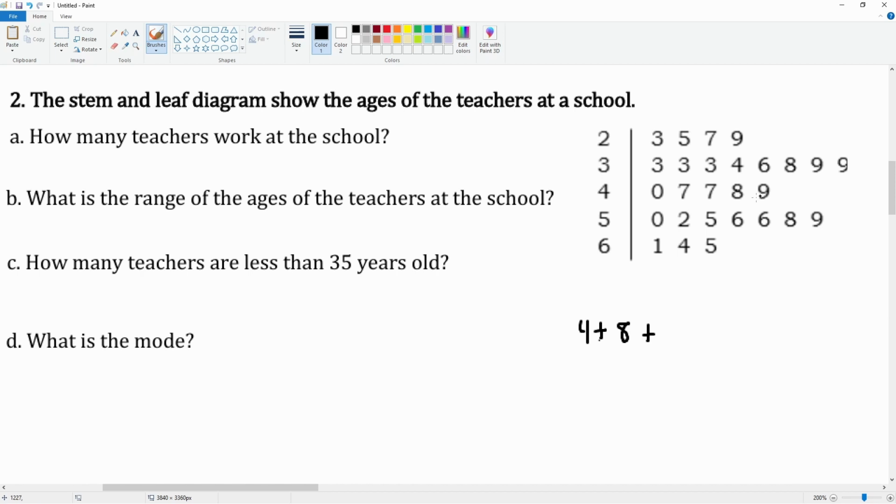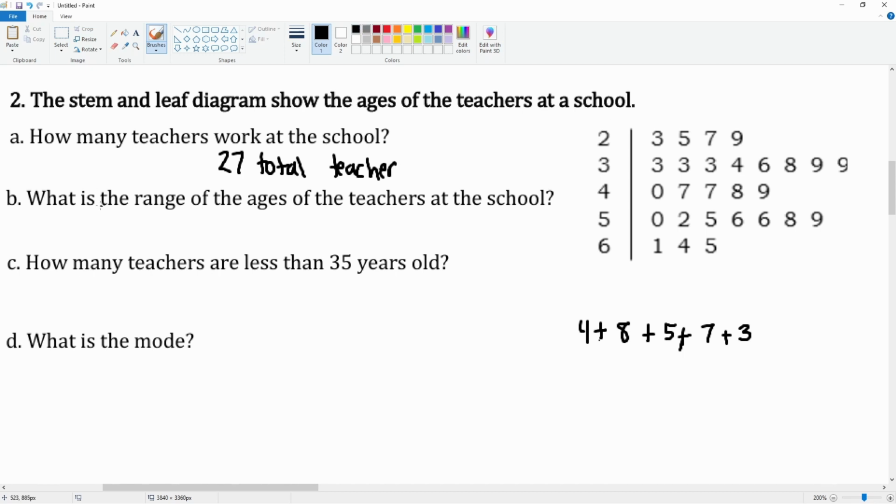1, 2, 3, 4, 5. 5 in their 40s. 1, 2, 3, 4, 5, 6, 7. 7 in their 50s. 1, 2, 3, and 3 in their 60s. So I can just use a calculator. 4 plus 8 plus 5 plus 7 plus 3. Oh, 27. So there are 27 total teachers because there are 27 data points.